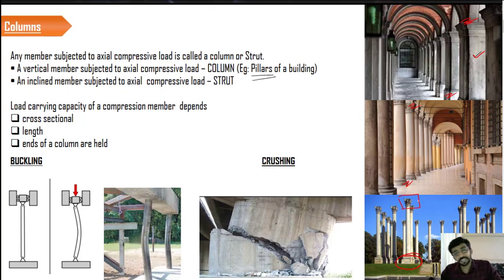And when we discuss the failure of a column, what are the two different ways in which a column can fail? Basically two modes of failure are expected to happen in a column. The first one is called buckling, or otherwise crippling. The other name is crippling.